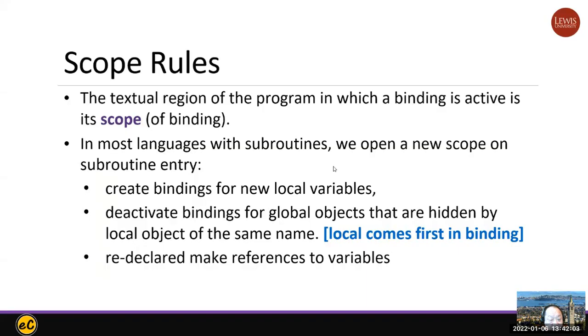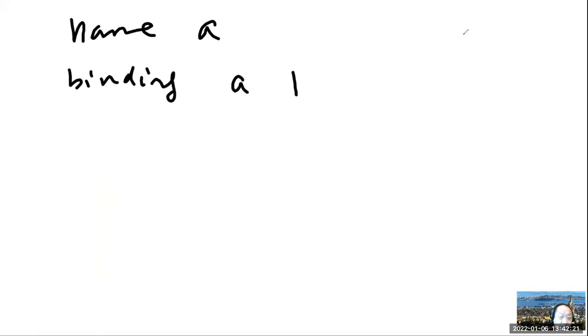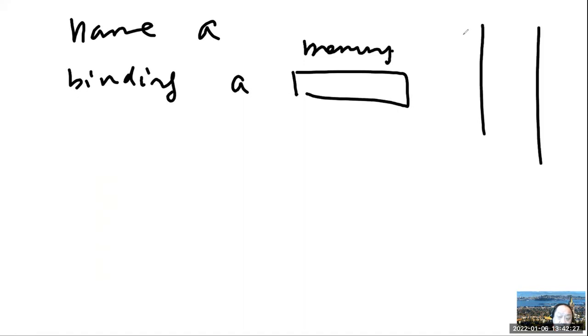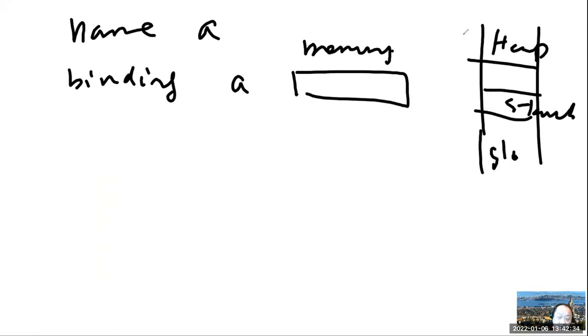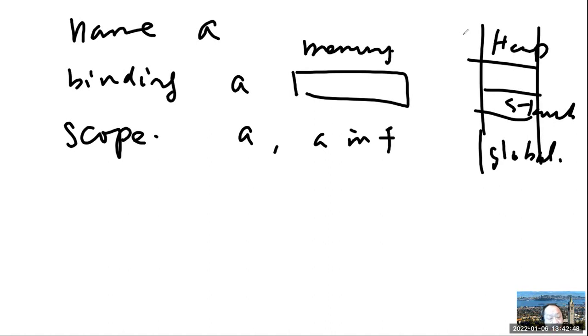And scope rule, we talk about scope rule. So here so far, we learned about a few terminologies, okay? We learned about the name of a variable, okay, that's A, and then binding of the variable, that is when A binds to a certain memory location, and this memory location can be in your heap, can be in your stack, can be in your global area. Okay, these are different locations you may have. And then you have the scope issue. Scope is talking about which version of the A you should use. Okay, so name, binding, scope.